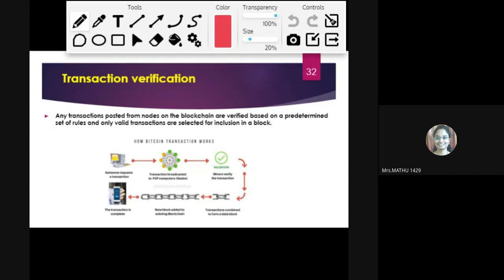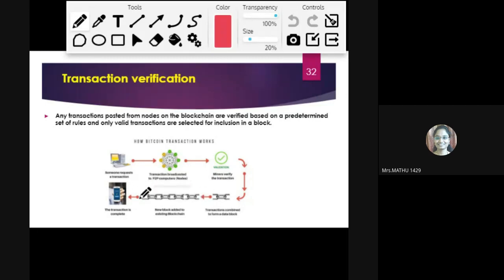We will see what this concept of mining is later, but it is something like they are validating and verifying the transaction by using cryptographic concepts. Once the miners verify that the transaction is correct, they again pass that information on to all the nodes, and that particular transaction will be included in a block. Then that block will also be added to the existing blockchain.